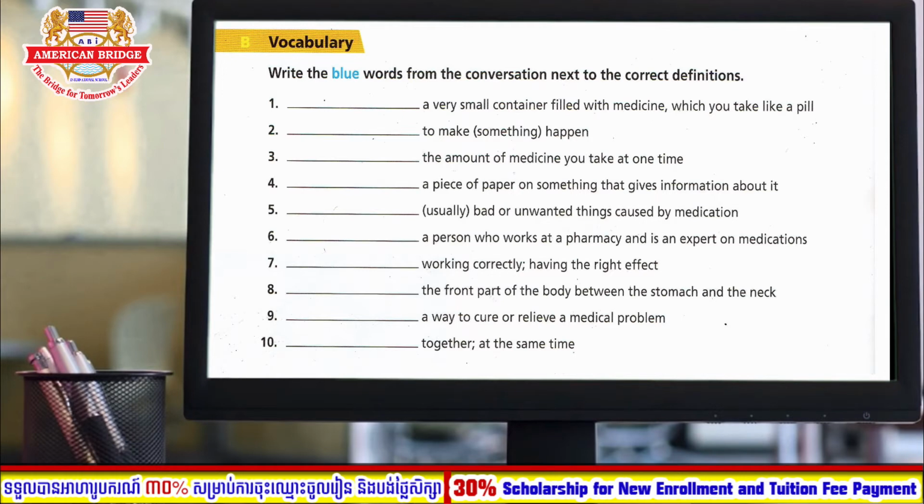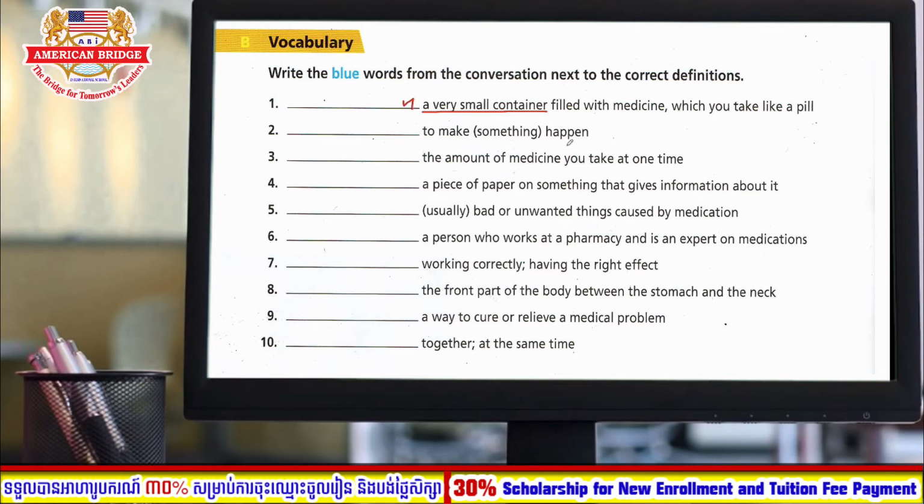Okay, so what should you do to get the correct meaning? First of all, try to guess. Look at the part of speech of the word, whether it is a verb, a noun, or an adjective. Look at the meaning. You can tell by just looking at the meaning. We start with "a very small container." So this must be a noun. You can figure out the part of speech right here.